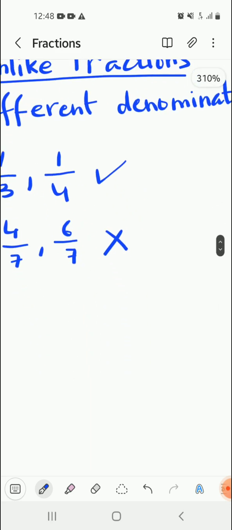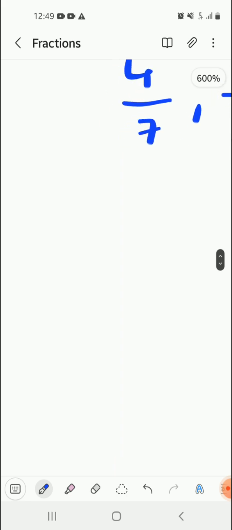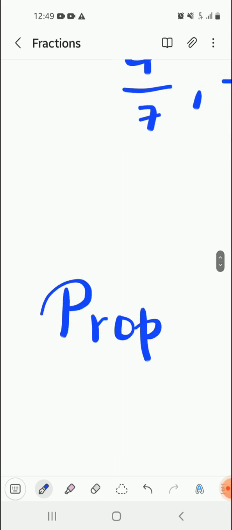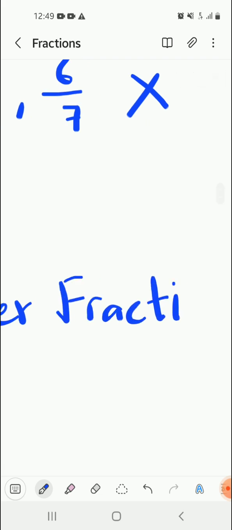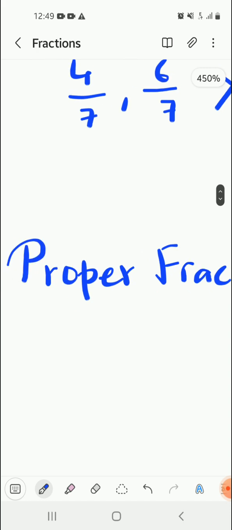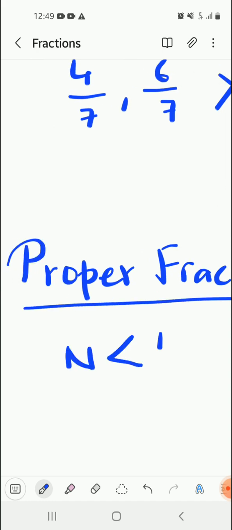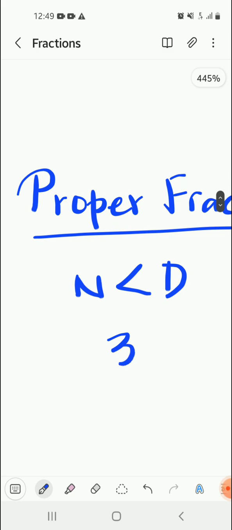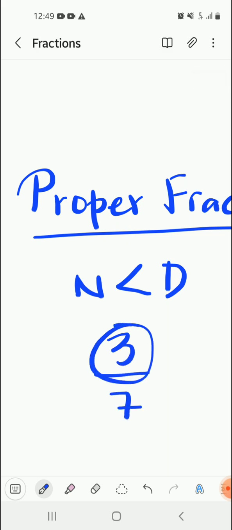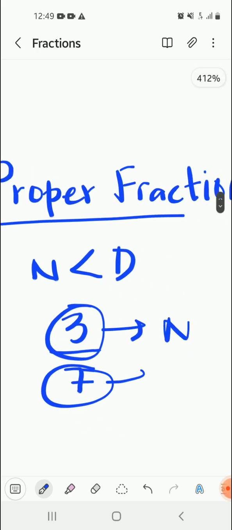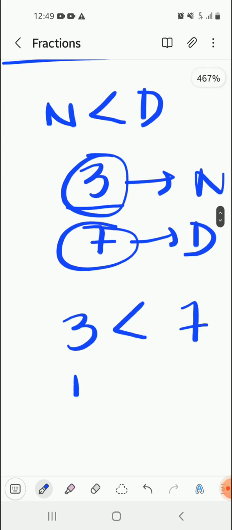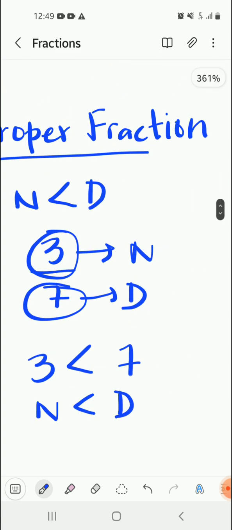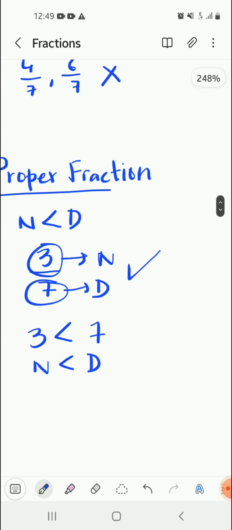Moving on, the next type of fraction is what we call proper fraction. This is basically the way in which a fraction is represented. A proper fraction is when in a fraction the numerator is less than the denominator. For example, if we write 3 by 7, here 3 is the numerator and 7 is the denominator. And here 3 is less than 7, which means the numerator is less than the denominator. Therefore, we will say that this is a proper fraction.